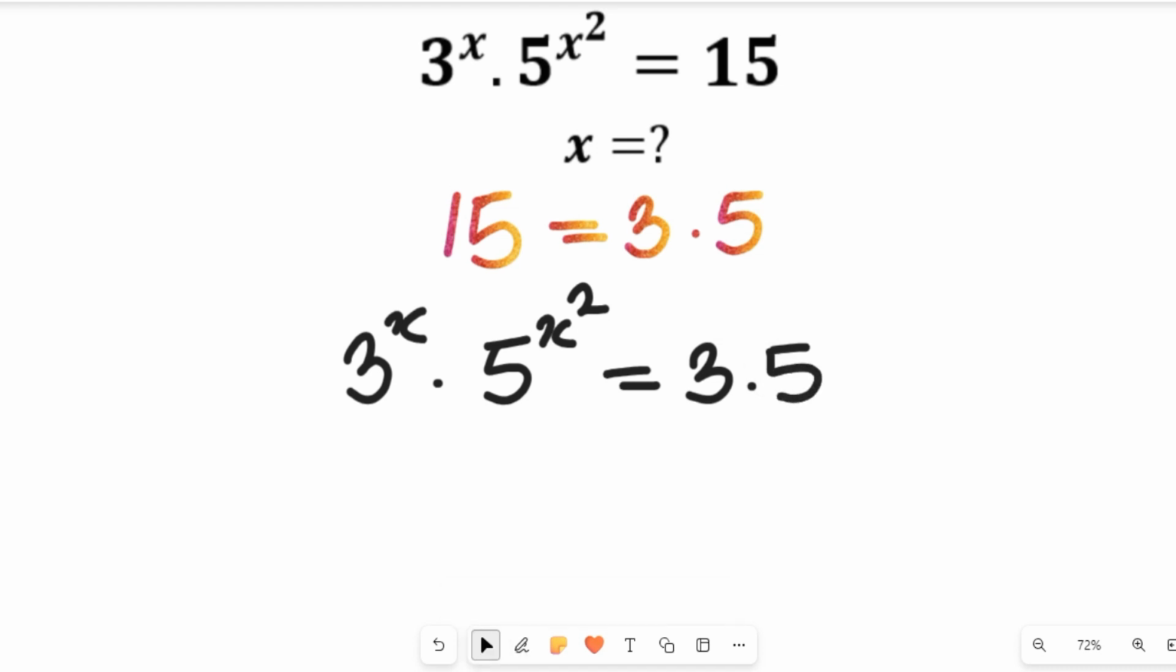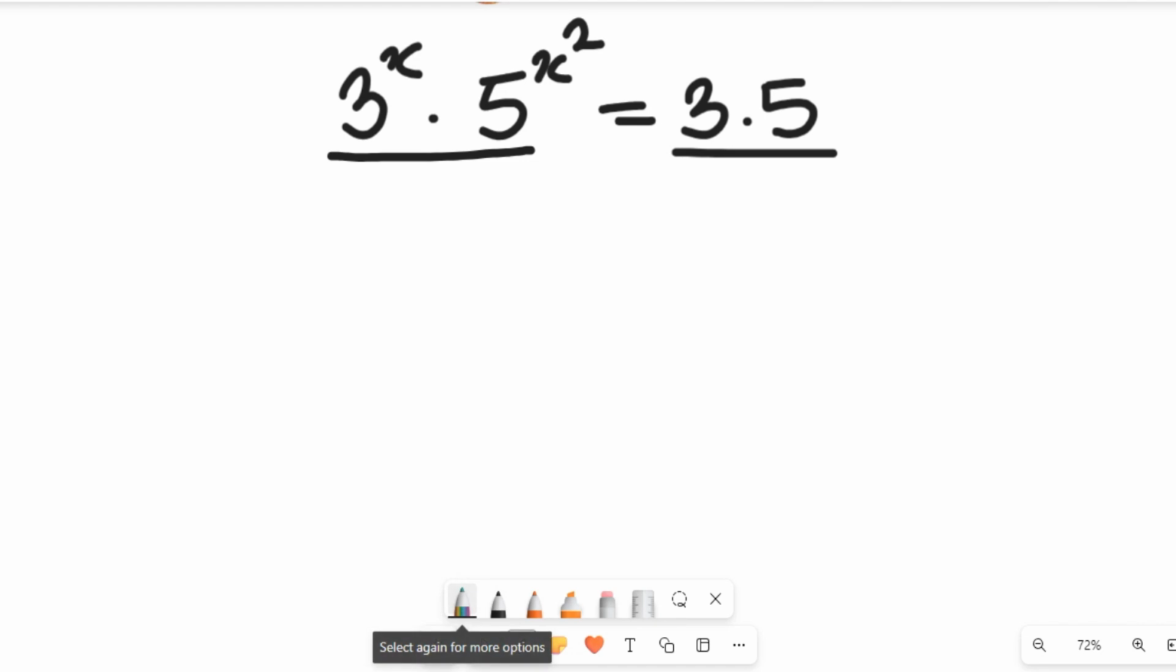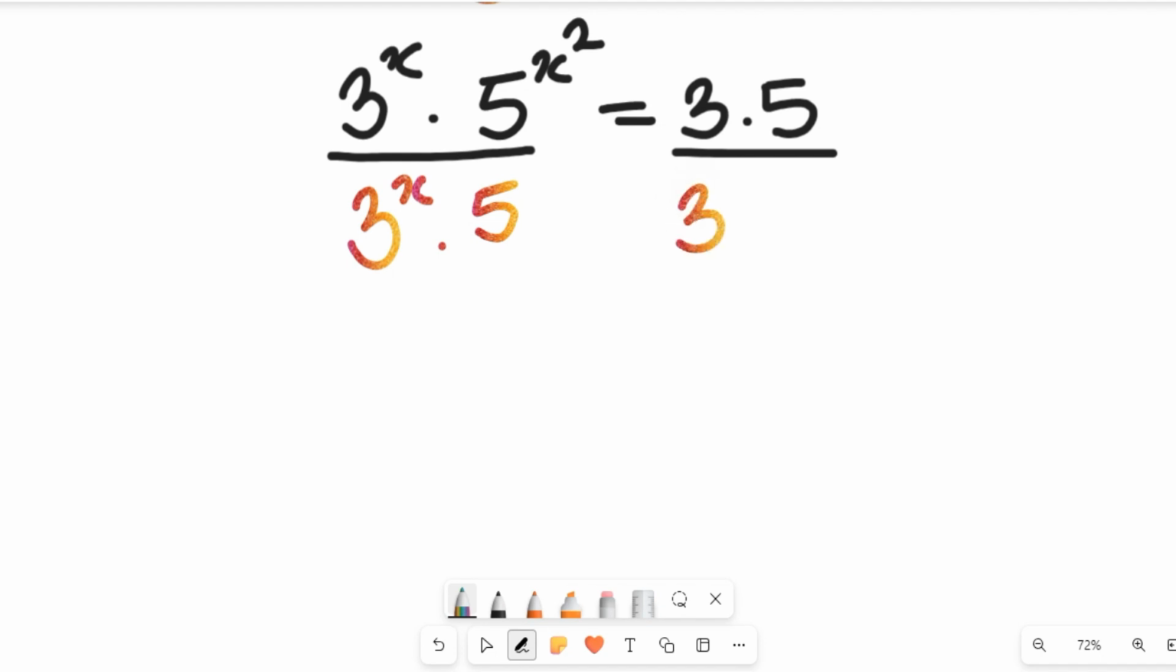Great. Now, having done this, what I would think of doing next is to divide both sides by 3 to the power of x multiplied by 5. Now, why am I doing that? Just watch and see what it will turn out to become. So if I divide this side and divide this side by 3 to the power of x multiplied by 5, and I divide here by 3 to the power of x multiplied by 5, what will the result be?